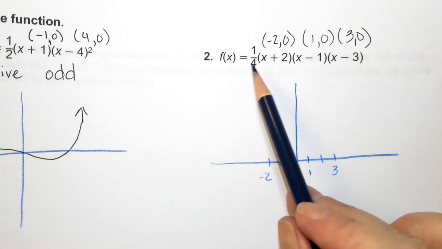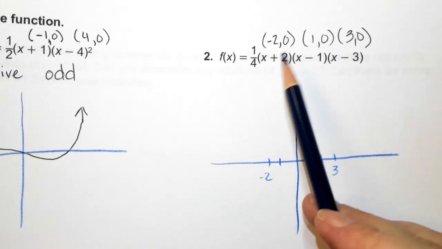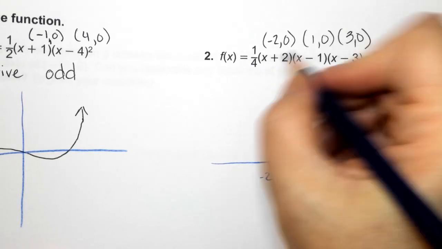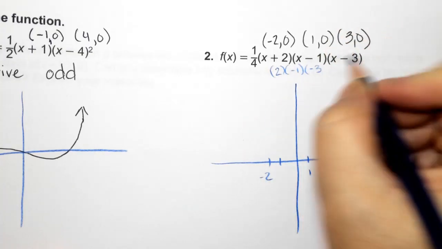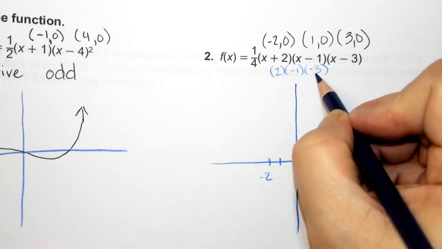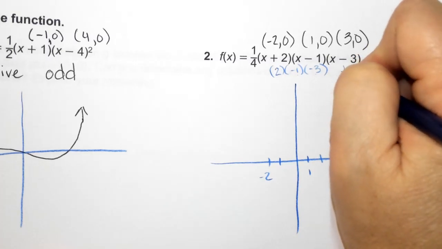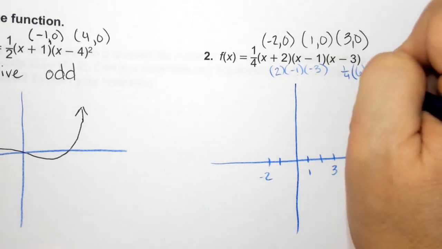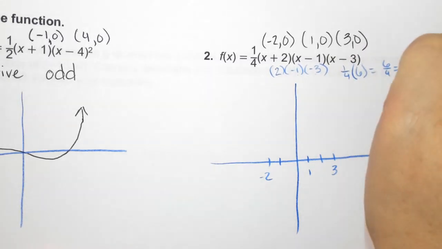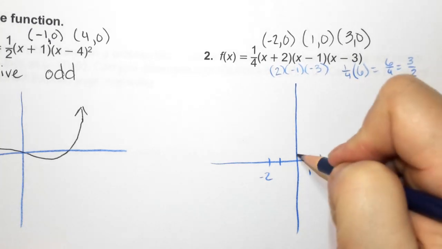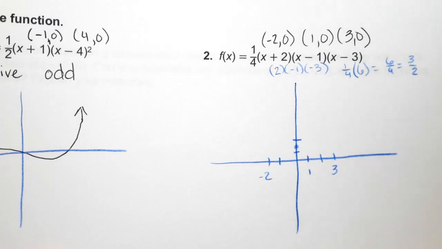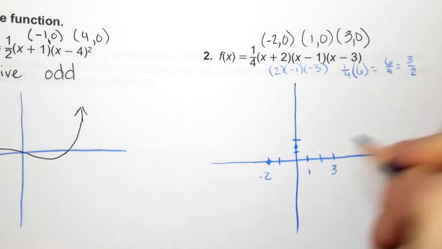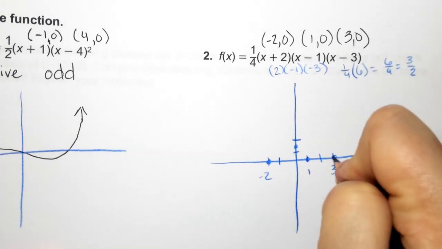You can always find the y-intercept by plugging in 0. So if we did that, we would get what? 2 times -1 times -3, which is 2, 6. So 1/4 times 6. So 6 fourths, which is the same as 3 halves, so 1 1/2. So your graph would cross somewhere here. We know that we have one here, we have a point here, and we have a point here.